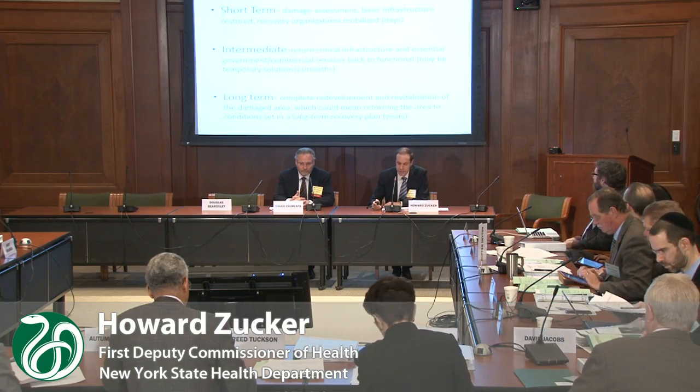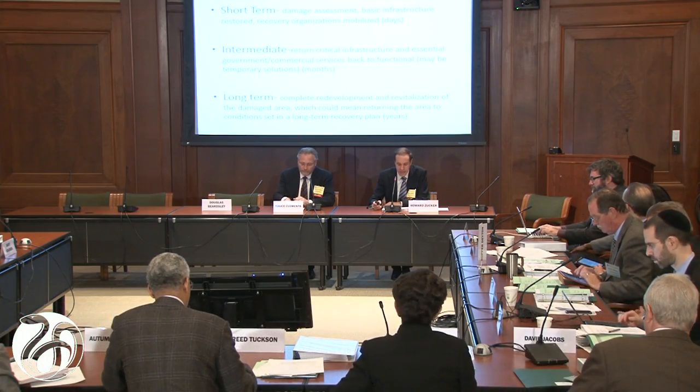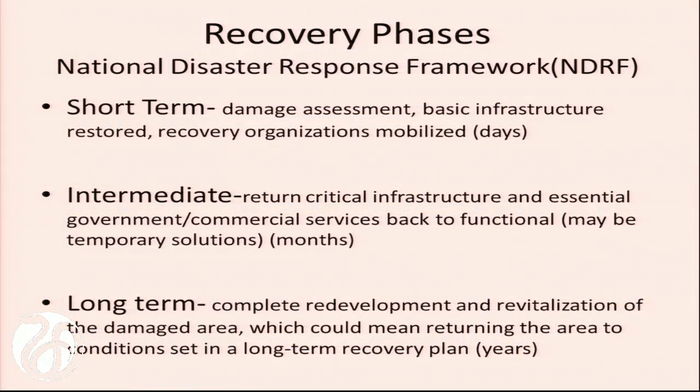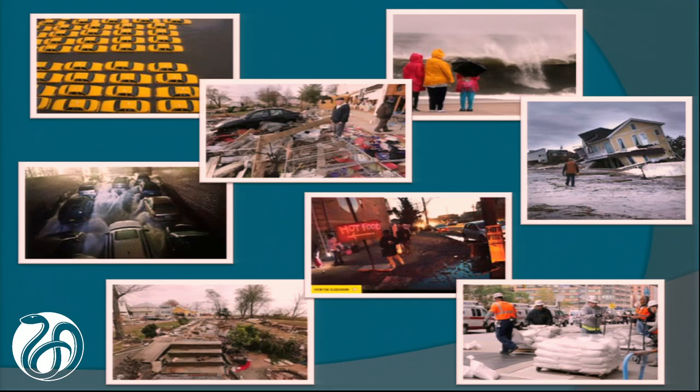There's the short term, which is the immediate basic infrastructure issues. The intermediate, which deals with the return to the critical infrastructure issues, usually months versus the short term, which is in days. And then the long term, which is the complete redevelopment, and as we just heard from Dr. Redlener, which takes years and probably should be clearly shorter than years. So these are the three recovery phases that we have at the present time that are defined by the National Disaster Response Framework, and clearly some pictures from the events that transpired at that time.